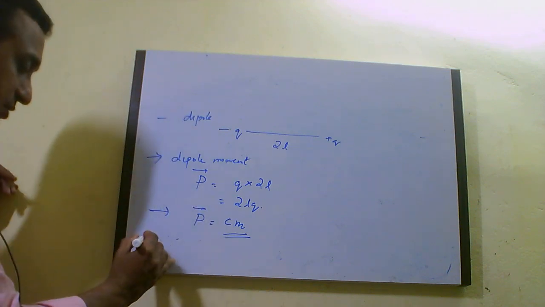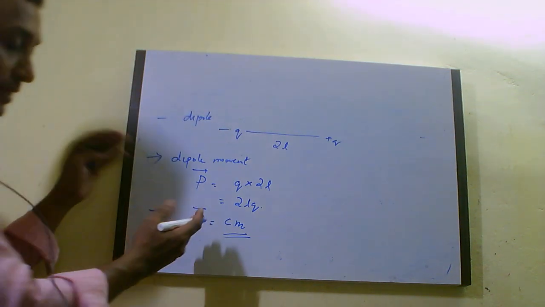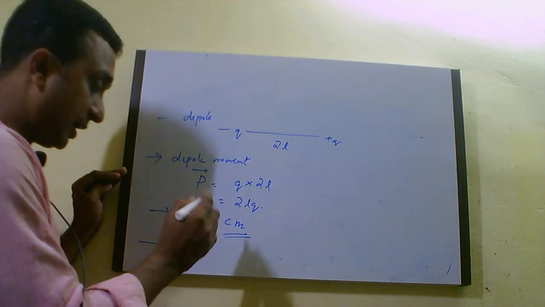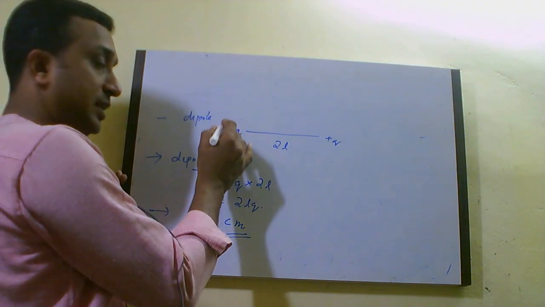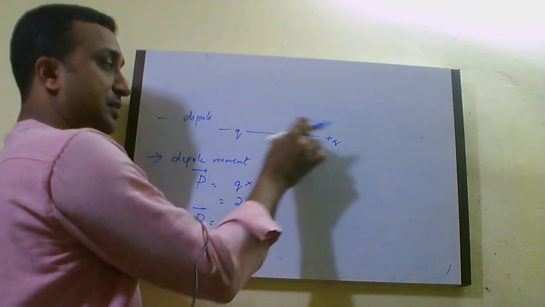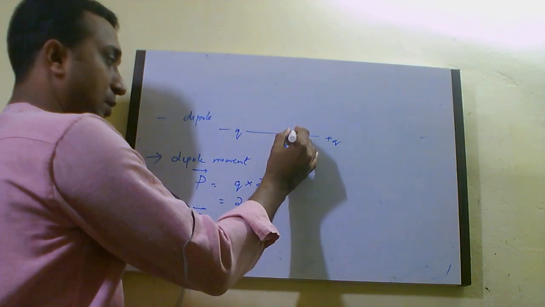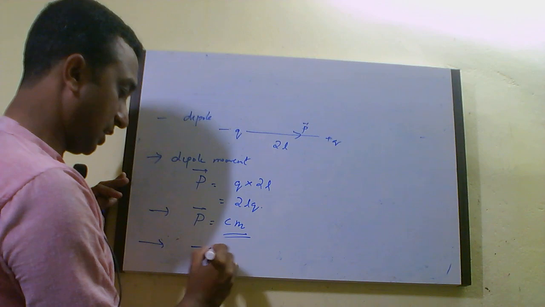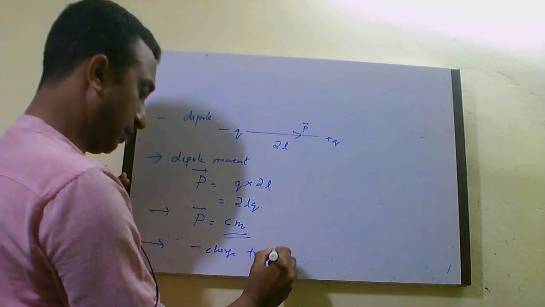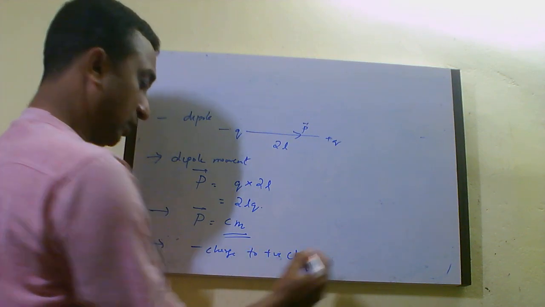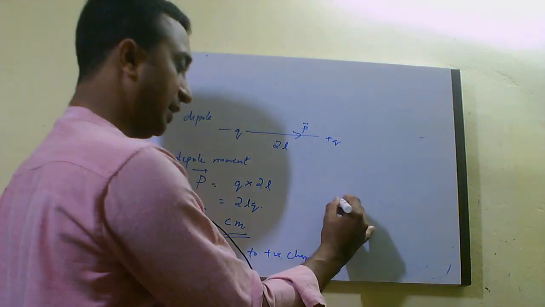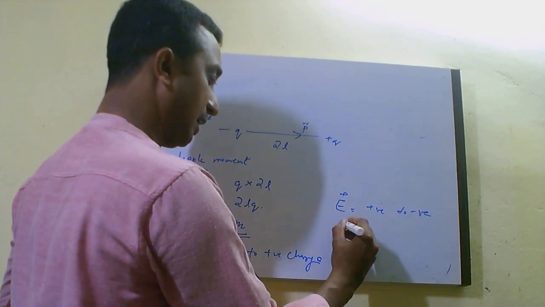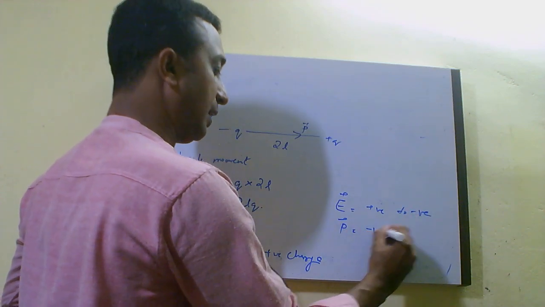Now, what is the direction of this dipole moment? Being a vector quantity, it may be having some direction. Direction of the dipole moment is along the line connecting the negative charge to the positive. So dipole moment is along this P, from the negative charge to the positive charge. See, remember the electric field intensity's direction was from positive to negative, and dipole moment's direction is from negative to positive.